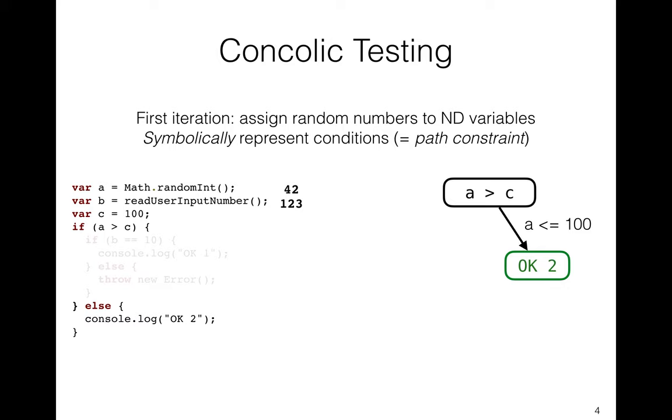In the very first test iteration, the tester just executes the program, and whenever it defines a non-deterministic variable, it just assigns a random value, such as with these two random values for the variables A and B. While the program is being executed, the tester collects symbolic representations of all the conditions that cause the execution to follow this particular path. In these symbolic conditions, deterministic variables are inlined, so the conditions can be expressed just in function of the non-deterministic variables. This symbolic representation is called the path constraint.